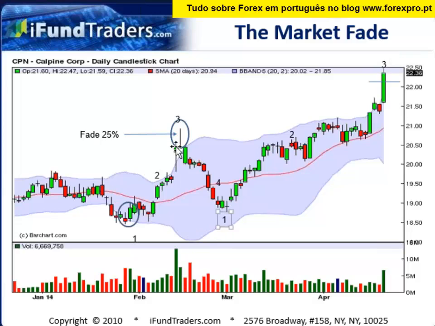All we have is this cycle. Some are more enduring than others. Some are shorter than others. 1, 2, 3, 4. 1, 2, 3, 4. But it's just that cycle repeated over and over again with different durations.